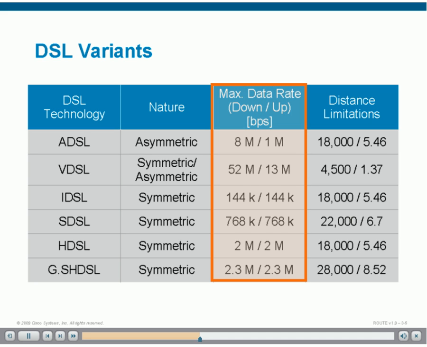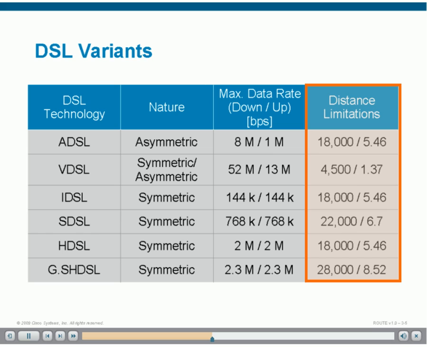The maximum data rate is also another characteristic that we can compare. It defines the maximum speed that can be deployed with a certain type of DSL. You can see here speeds ranging from a few hundred kilobits per second up to 8+ megabits per second, up to the VDSL speeds which can achieve up to 52 megabits per second.